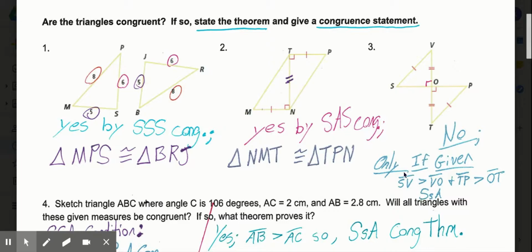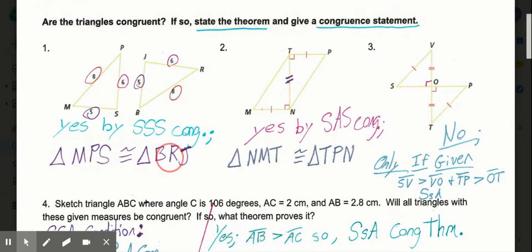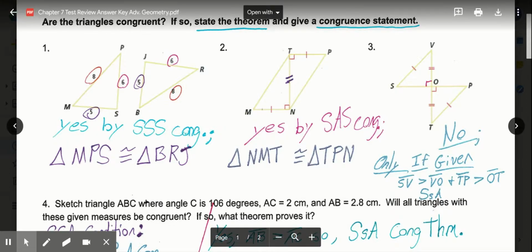And when we are writing our congruence statement, a congruence statement is this part here, stating that triangle MPS is congruent to triangle BRJ. You want to make sure, again, you match up corresponding parts. So the order of these three letters, as long as they're consecutive, doesn't matter as long as the corresponding parts match with the other triangle. So M matches with B, P matches with R, S matches with J.